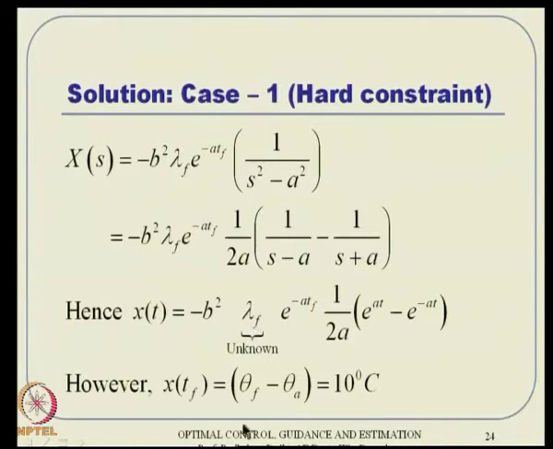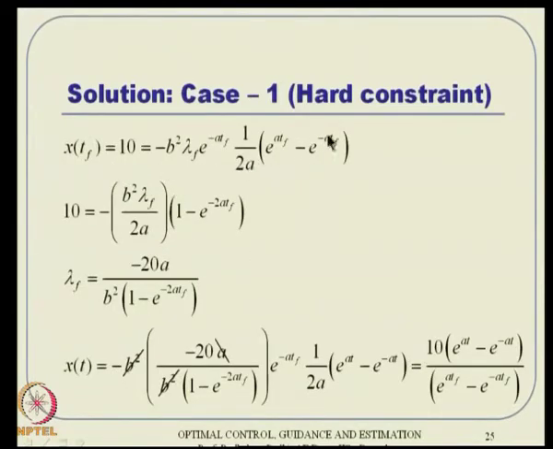We will be able to solve it using this boundary condition anyway. So, using this expression, put t equal to t f, and when you put t equal to t f, x of t f is nothing but 10 degrees. So, you put 10 and then you solve for lambda f from this equation. So, 10 equals all that, and hence lambda f turns out to be like that. So, x of t happens to be like this actually. So, we are able to actually solve a hard constraint problem using some of these simplistic ideas.